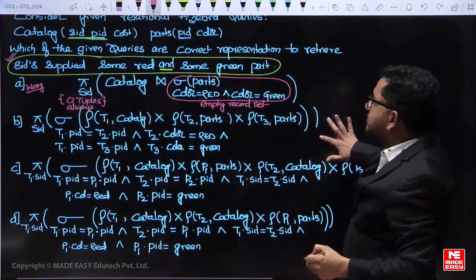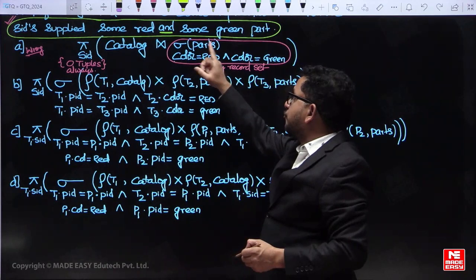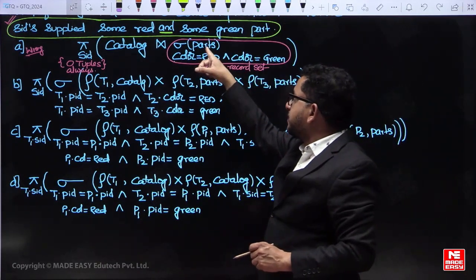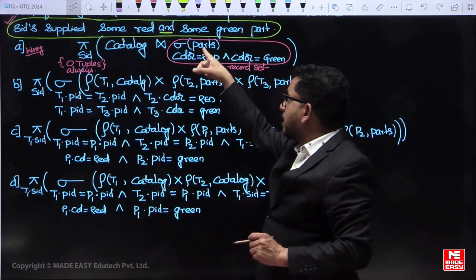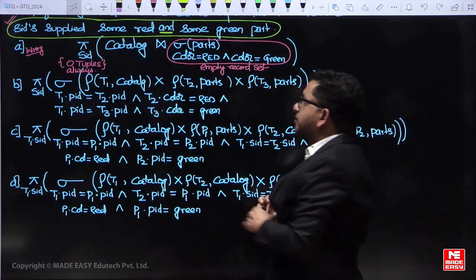That means it is not possible to express color equal to red and color equal to green by using just one pots table.